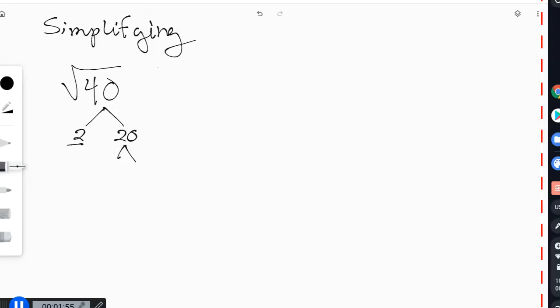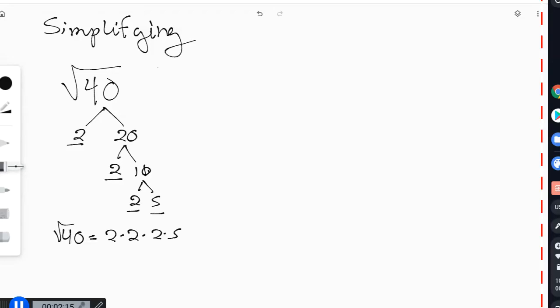What two numbers multiply to equal 20? 2 and 10. Can't divide anything into 2. And then we have 2 and 5. And now none of our numbers can be broken up. The only thing that multiplies to equal them is themselves and 1. So 40 is the same as 2 times 2 times 2 times 5. And since we're to take the root of 40, we're going to take the square root of those. Well, 2 times 2 is 4.